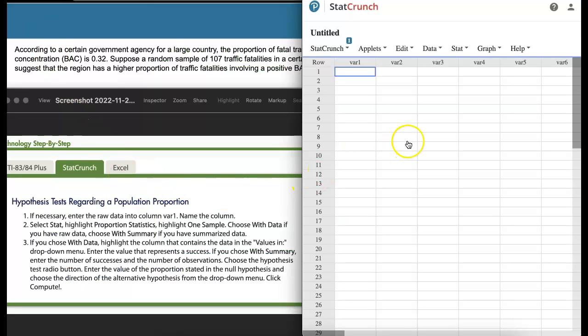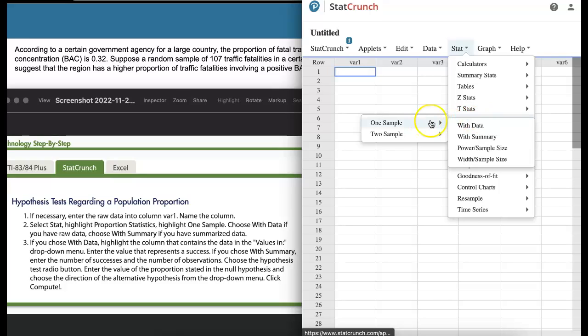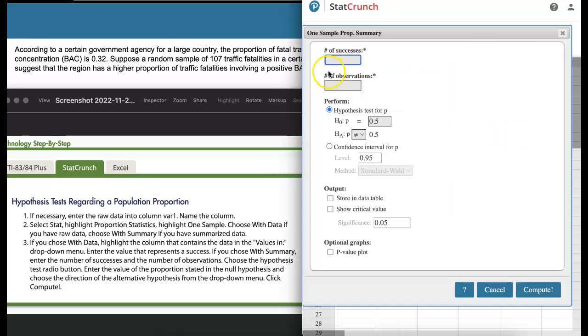I just try to move some things around my screen so I can fit it all. Again, this screenshot I got from our e-text, and I just brought up StatCrunch over here on the side so that we can follow along with those steps. So again, we go to Stat, Proportion Stats, One Sample, and in this case we have a summary. So we'll do With Summary.